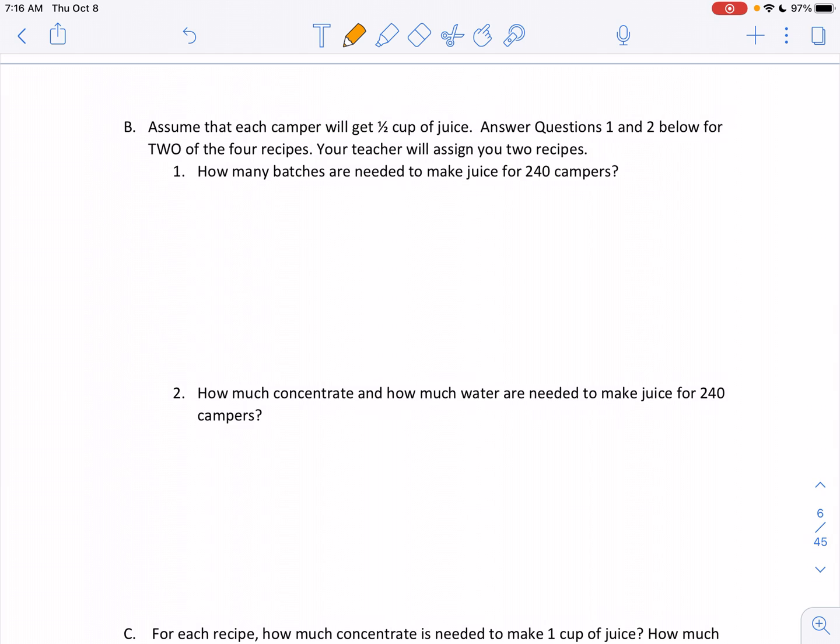How many batches are needed to make juice for 240 campers when we know that each camper will get half a cup of juice? I'm going to model for mix A, and then I'm just going to give the answers for B, C, and D. For mix A, we have 2 cups concentrate and then 3 cups cold water. And so that is a total of 5 cups.